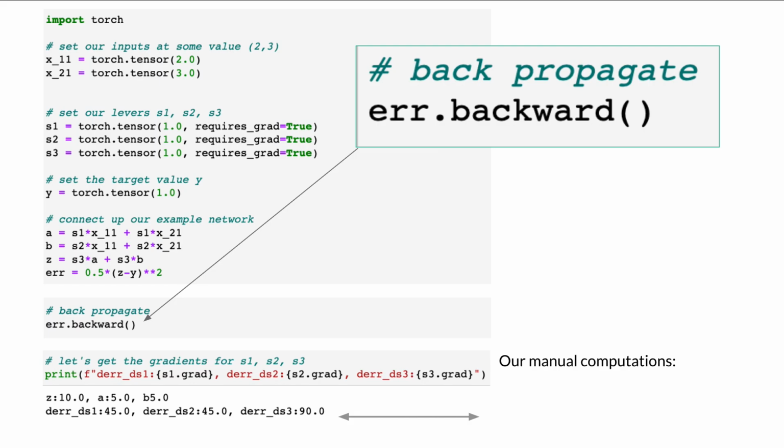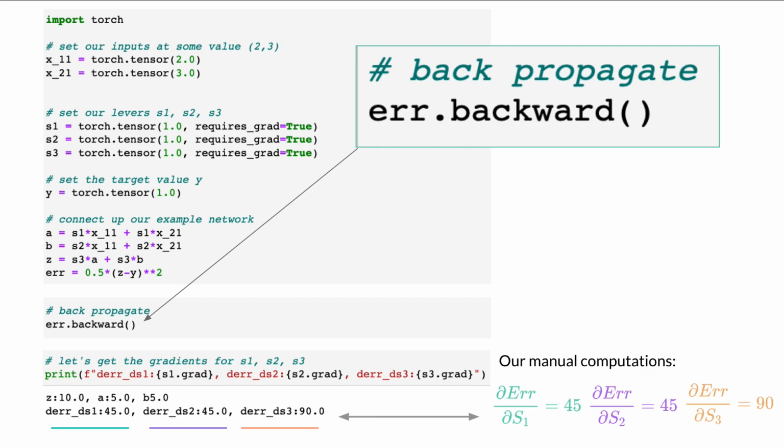So the gradient of the error with respect to S1 is 45, which is what we got when we did it manually. With respect to S2 is 45, which is also what we got, and then with respect to S3 is 90, which is also what we got when we did all of this algebraically in part 2.